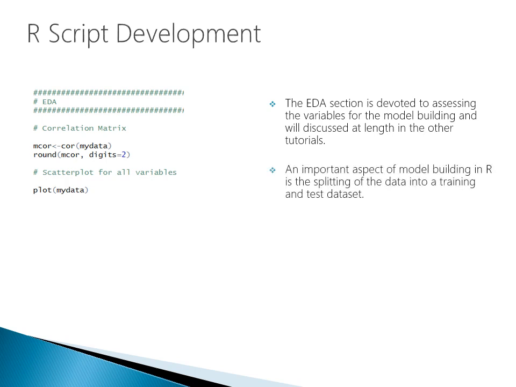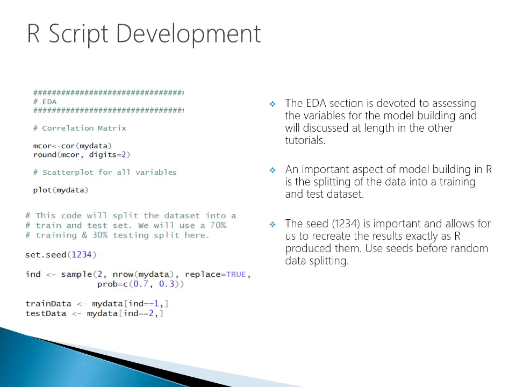An important aspect of model building in R is the splitting of the data into a training and test set. Here is some code that allows for the split of our data set into two subsets, using a random split between 70% for the training and 30% for the testing.